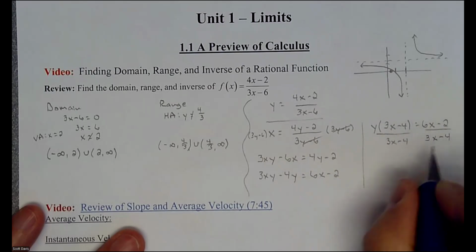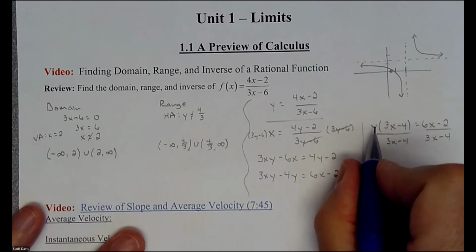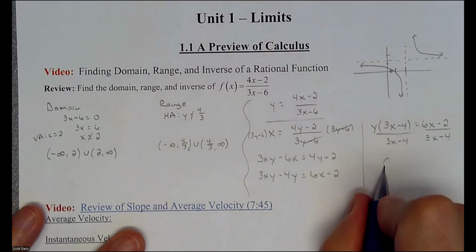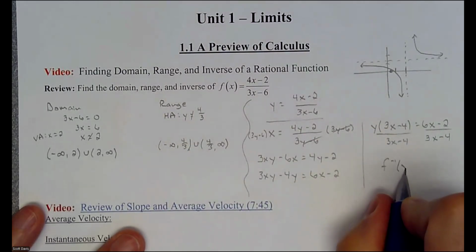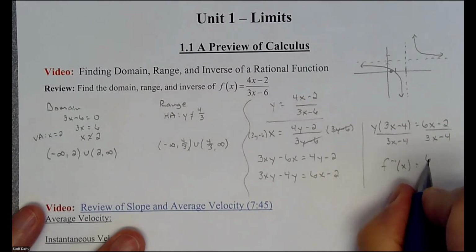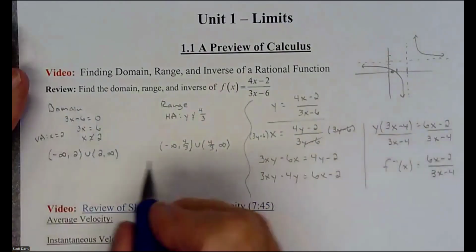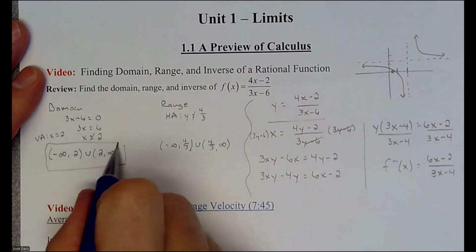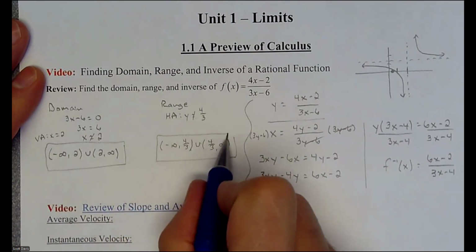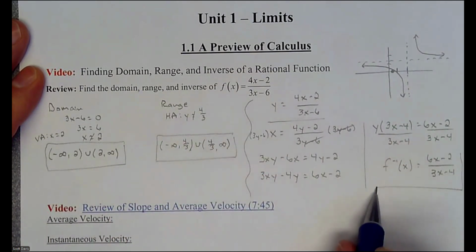Then we'll pretty up our answer. This is the inverse of the original function. I'm going to rewrite my final answer as y equals 6x minus 2 over 3x minus 4. Now, one last thing I want to do: here's our domain, here's our range, and here's our inverse. I want to make sure we're right.